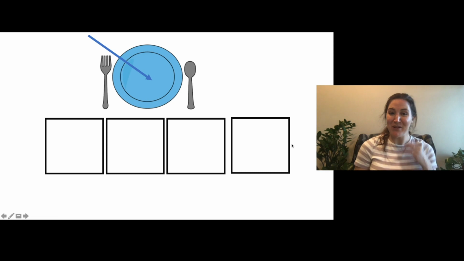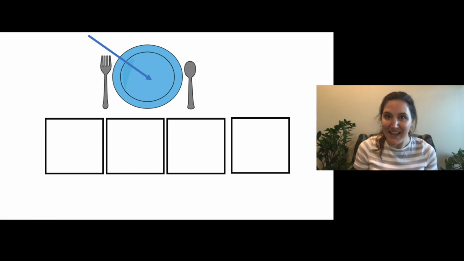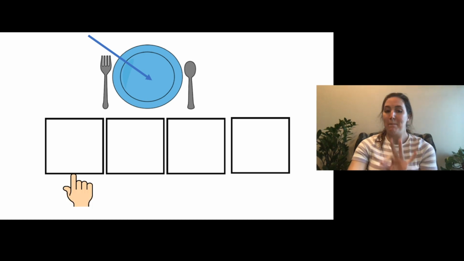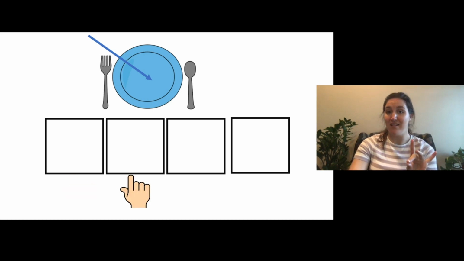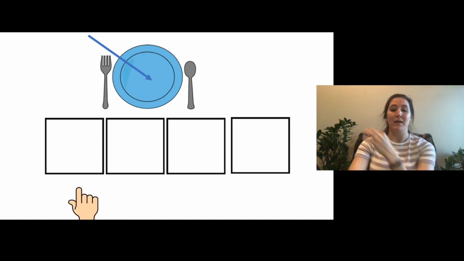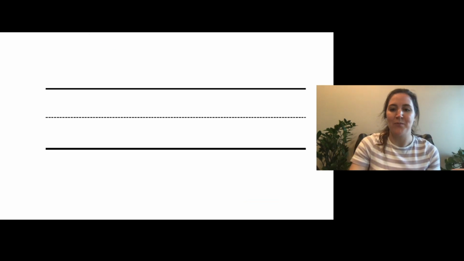Ooh, do you know what that's pointing to? That's what you would eat off of. It's called a plate. Wow, this word has 4 sounds in it. Ready? Tapping fingers up. Let's tap out plate. P, L, A, T. Plate. Wow. 4 sounds in the word plate.